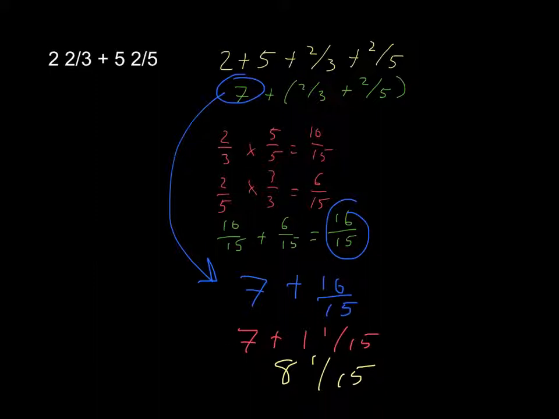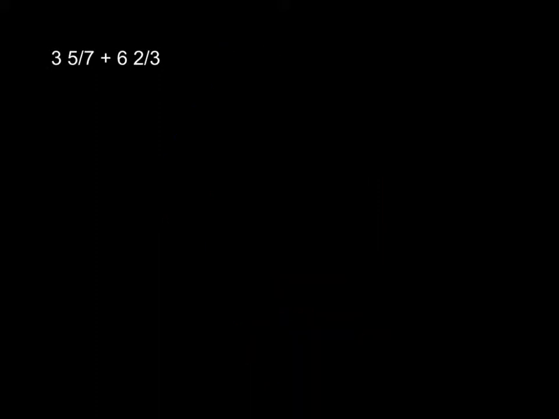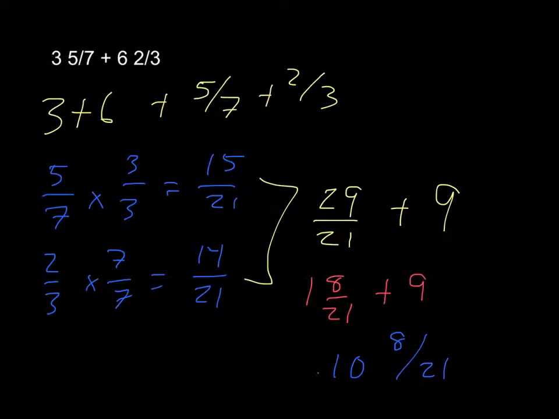I'd like you to try the next problem on your own. 3 5/7 plus 6 2/3. Then I'll show you how I did it. Okay, I solved this just like last time. My whole numbers plus my fractions. Looking for that fractional 1 for both problems. Adding them together, 29/21 plus 9. 3 plus 6 is 9. Okay, so simplifying, I have 1 8/21 plus 9. 9 plus 1 again is 10, and 8/21.